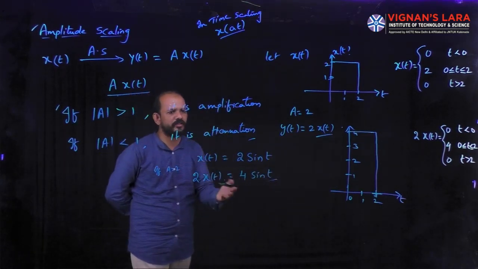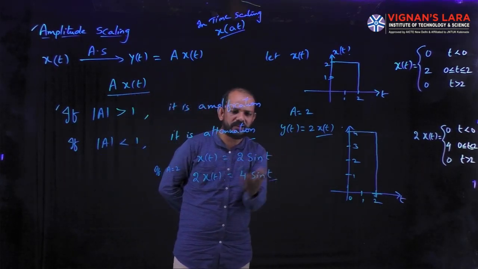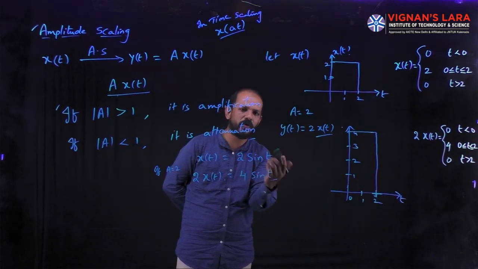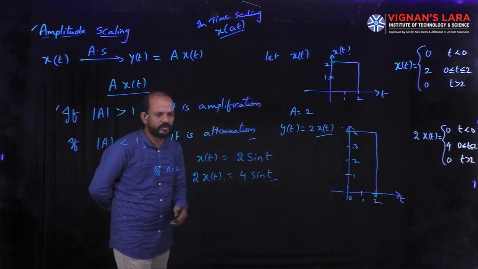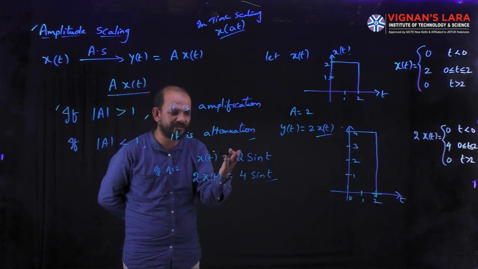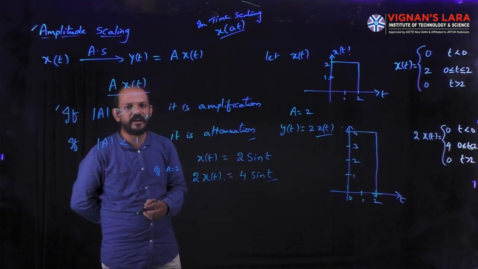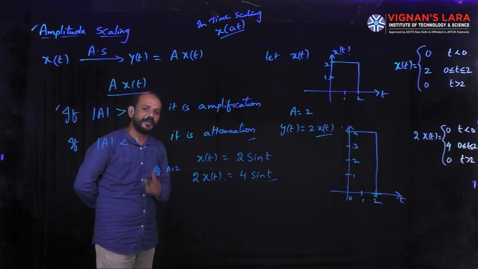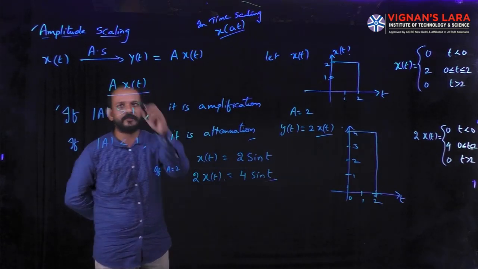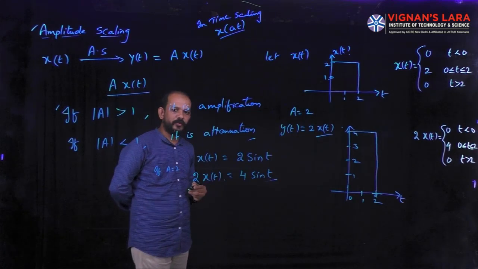So you can take sin t or sin omega t. 2 sin omega t, then this equation will be 4 sin omega t. So if you want to represent it as an equation, this is a representation for amplitude scaling if mod A is greater than 1, that is, the constant value is greater than 1.